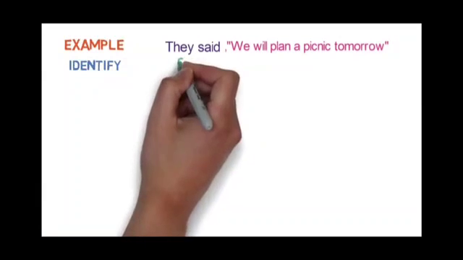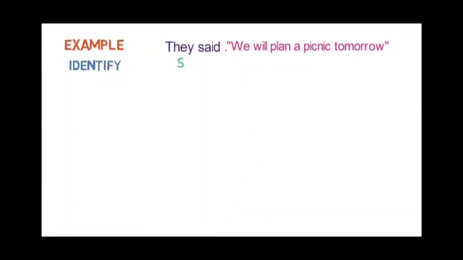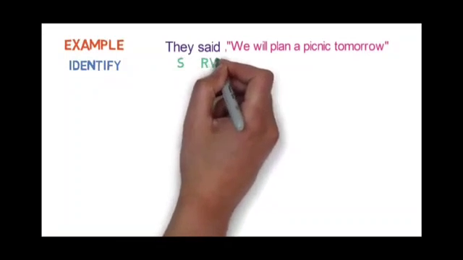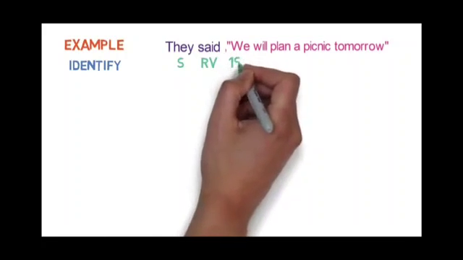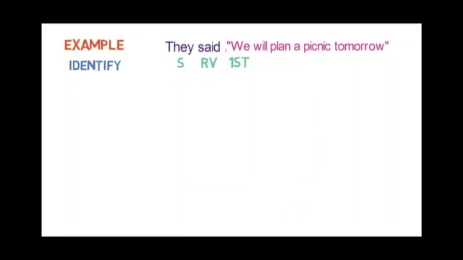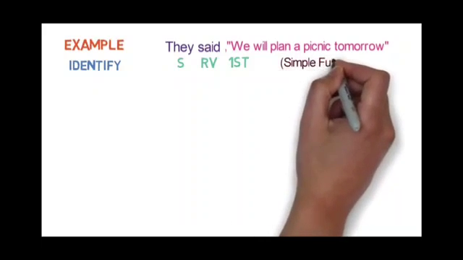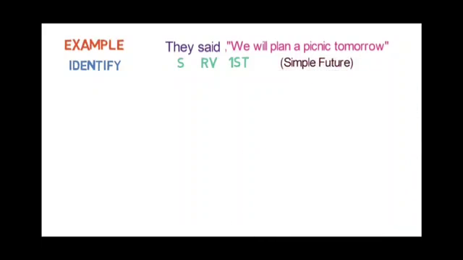They said, we will plan a picnic tomorrow. They is a subject here. Said is a verb. We will plan. We is a first person plural number. Okay. And will is a future tense. Tomorrow, this also we will change according to the time that I told you. Tomorrow will change into the next day. So how you will change?